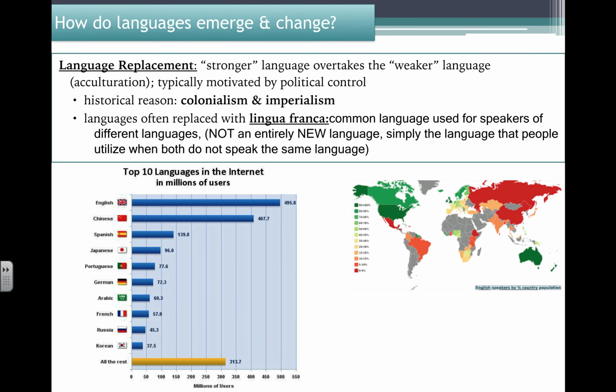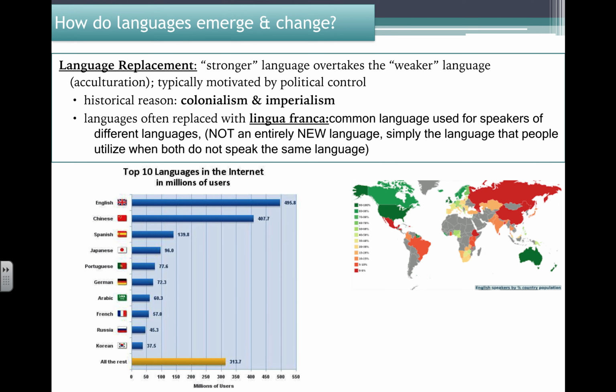So, for example, if three people came to a business meeting, one Japanese person, one Portuguese person, and one Argentinian person, they might likely choose a lingua franca to communicate in since they all speak different languages. They may choose English, which is the most common lingua franca for business. So lingua francas are not an entirely new language, but it's an example of what's happening to many of the lesser known languages of the world.